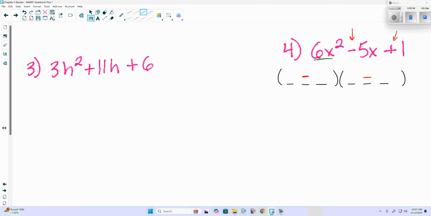Now that brings us to our fourth step, the factors of the first and third term. So 6x squared, well, the x squared is going to be x and x. Factors of 6 are 1 and 6 or 2 and 3. Which set of factors do we want to try first? 2 and 3.